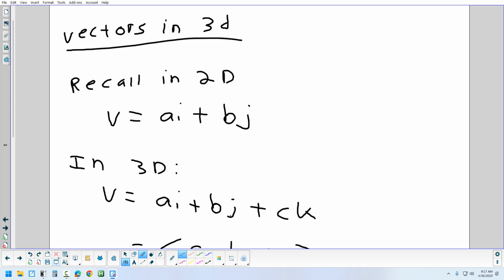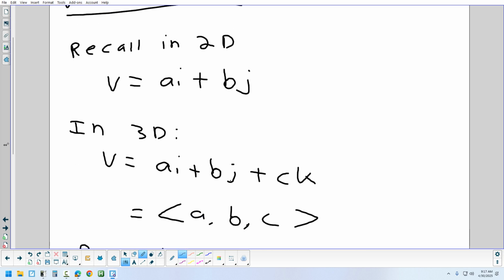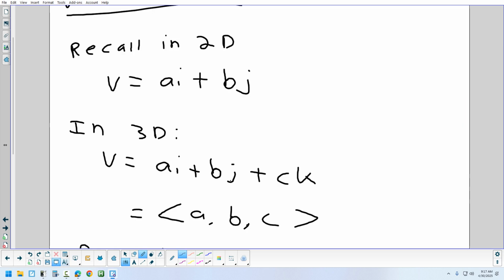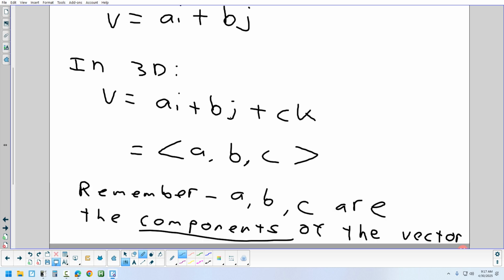The top one here is unit vector notation. You can also use the angle bracket, just like we did in 2D. But if you're doing it in 3D, remember you need 3 numbers inside the angle bracket, all separated with a comma. And remember, the a, the b, and the c, those are called the components of the vector: the x-axis component, the y-axis component, and the z-axis component.